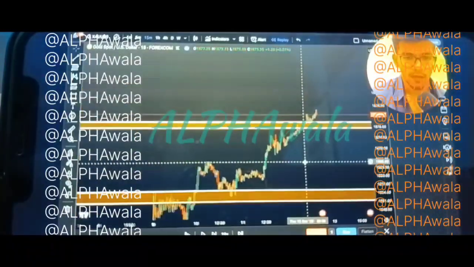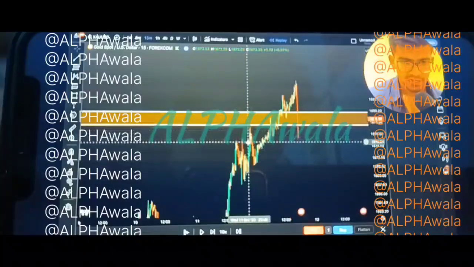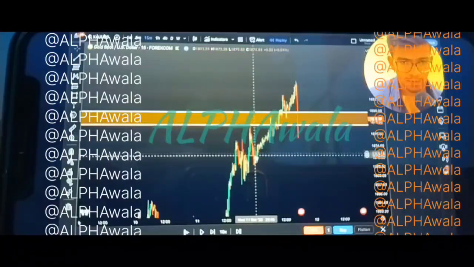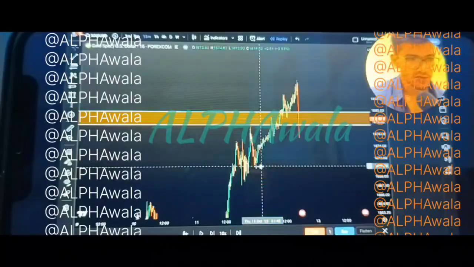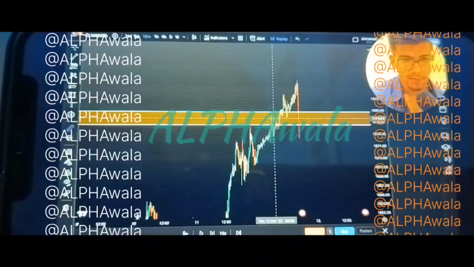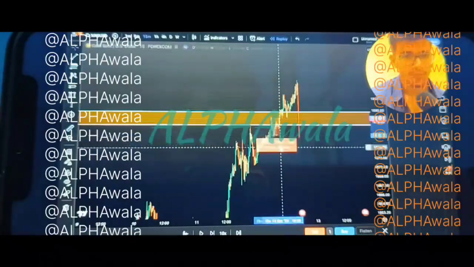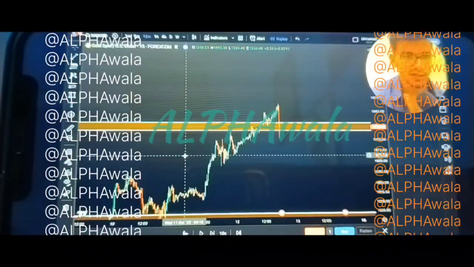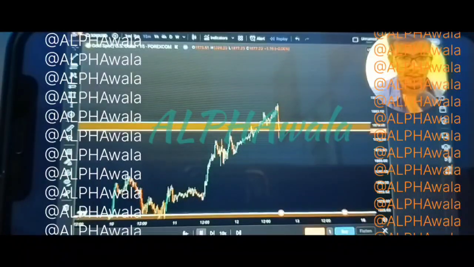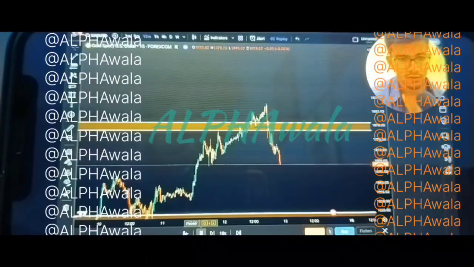So here you can see what happened. The price came up, almost touched it, came down a little bit. This could have been a decent scalp trade, almost 60-70 pips, not bad at all. Then price came up here again, went down 30 pips, decent, not the ideal trade, but decent. And then after that, you can see the price came down and dropped.